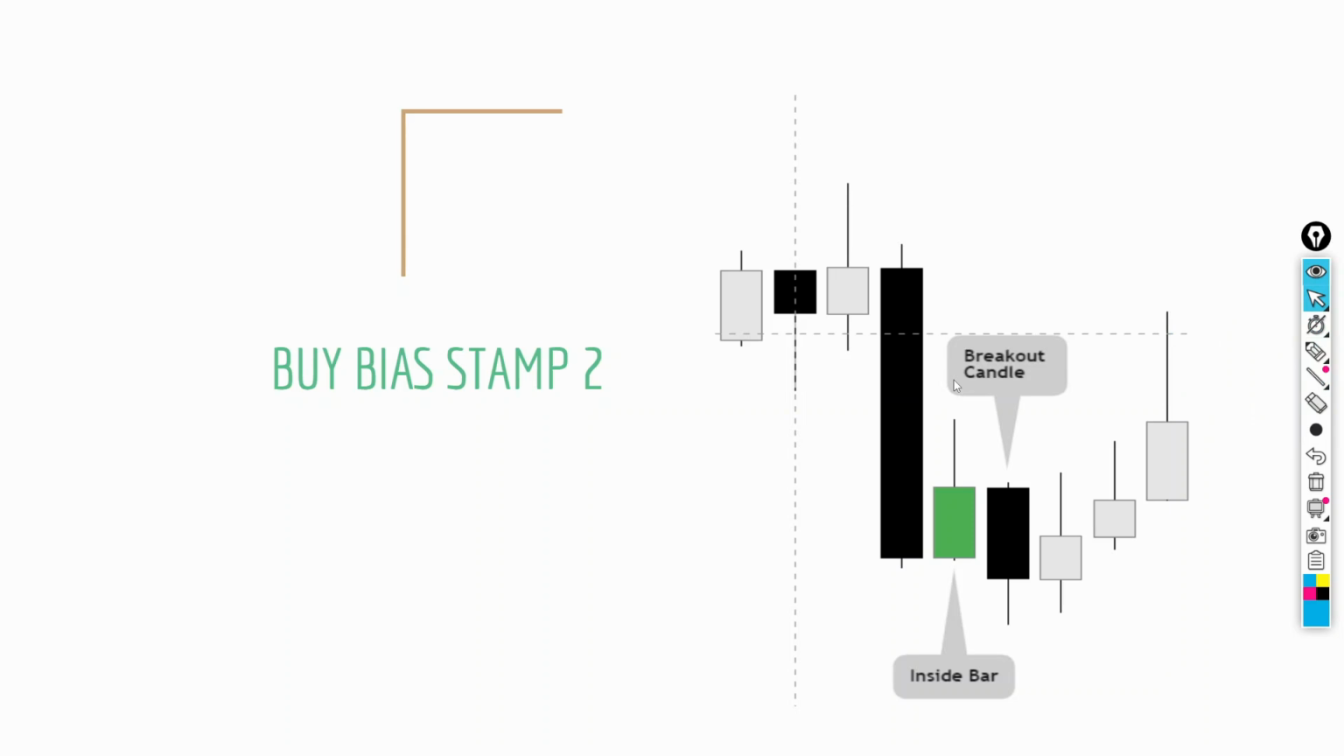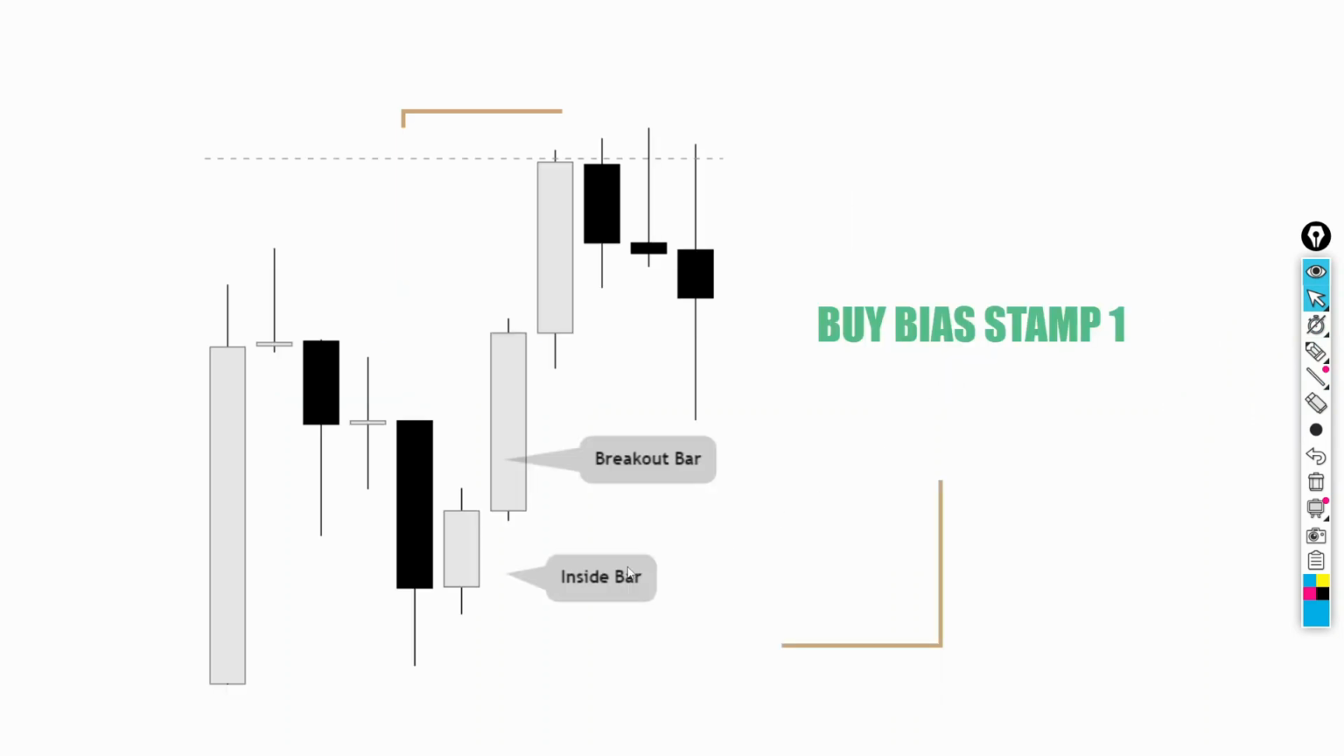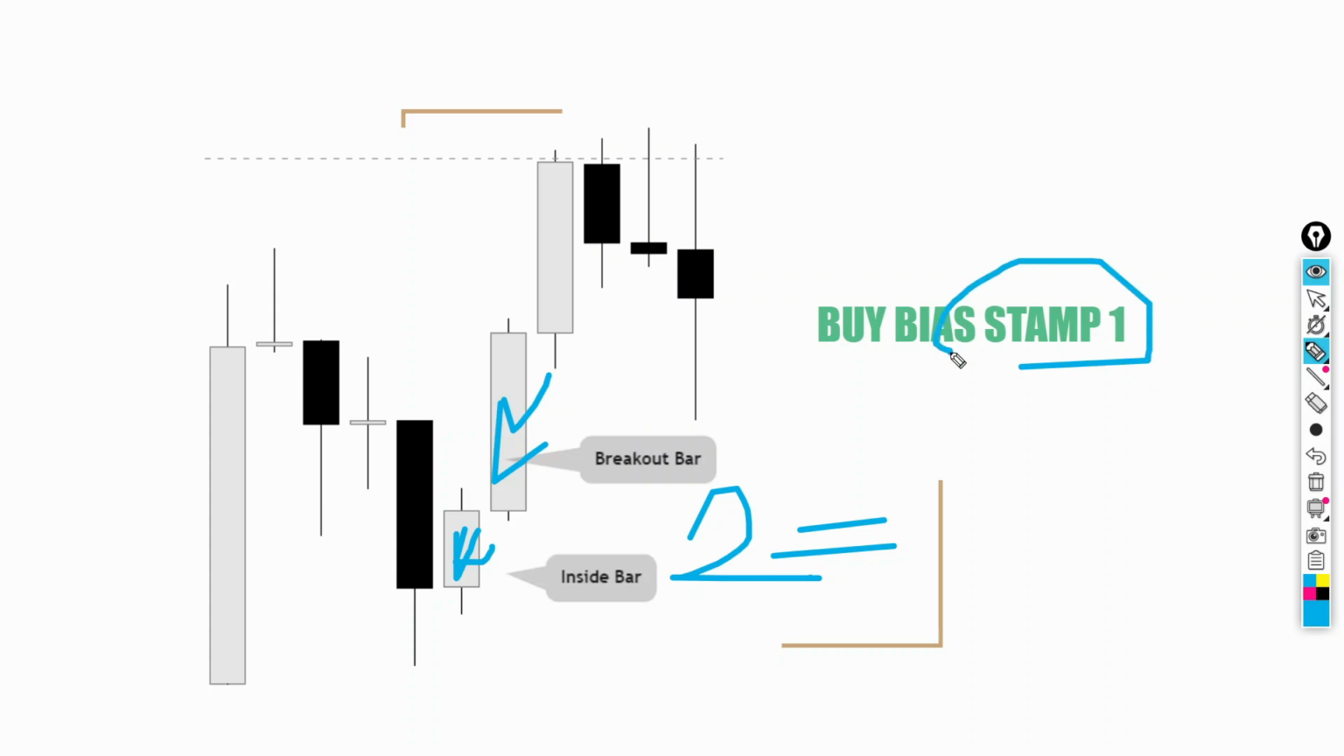Now for stamp 1, did you notice something? The inside bar followed by the breakout bar are of the same direction. It means that both candles have the buyers involved. So the buyers are here, the buyers are here. So two buyers will give us this stamp 1, buy stamp 1.